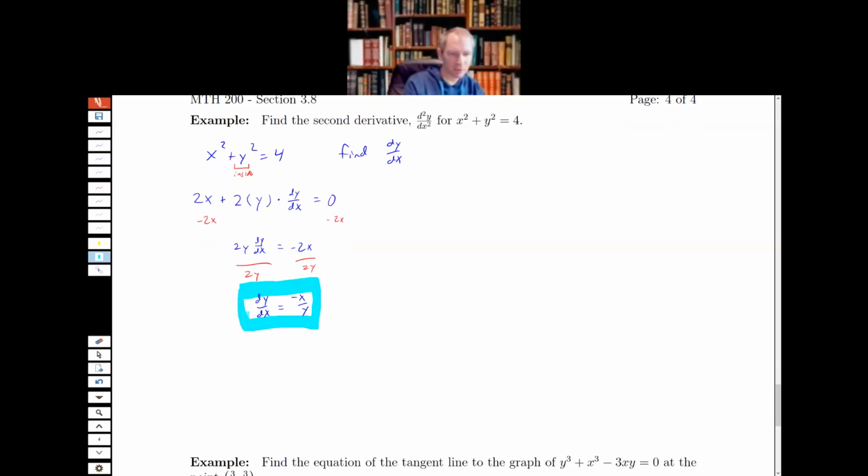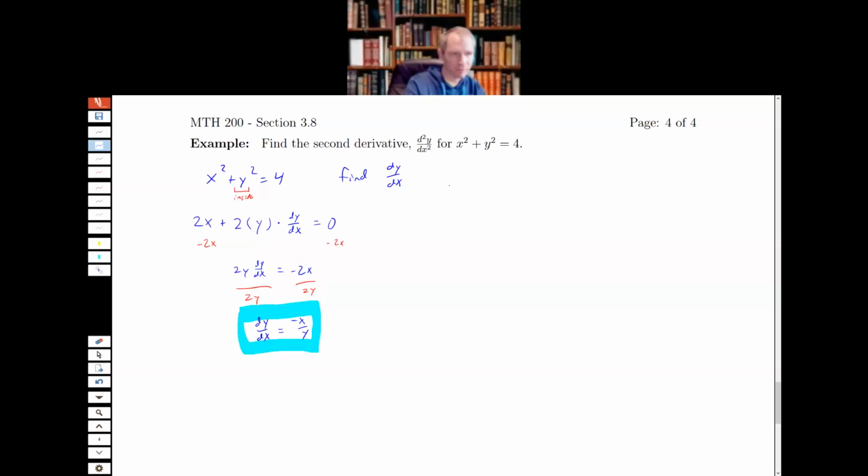To find the second derivative, what we do is we take the first derivative and we differentiate it. So to find the second derivative, d squared y/dx squared, we're going to start with the derivative, dy/dx equals negative x over y, and now differentiate. Okay, so on the left, when I take the derivative of the first derivative, I get the second derivative. On the right, to take the derivative, I have to use the quotient rule.